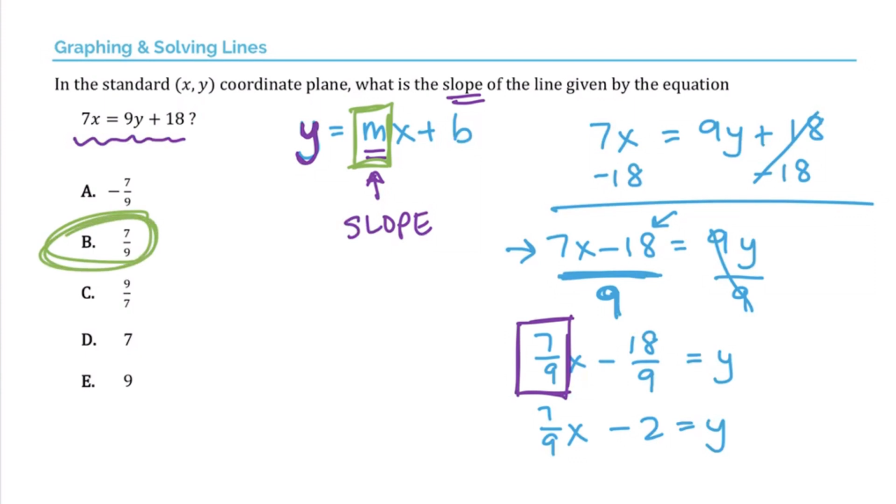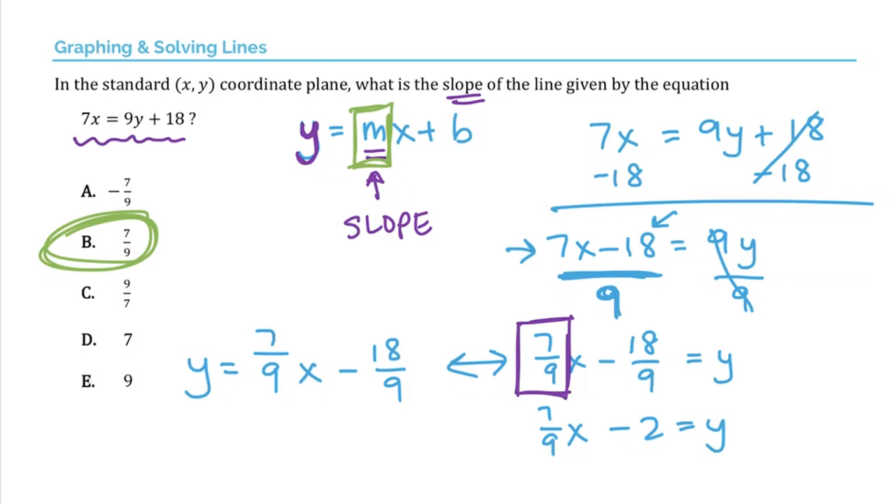And if you're a little bit confused right now, remember that if you write something like 7/9 x minus 18 over 9 equals y, you can flip it, and that's the same thing as y equals 7 over 9x minus 18 over 9, right? So the fact that we got y by itself, it didn't matter if it was on the right side of the equals or the left side of the equals, we still got the same answer.